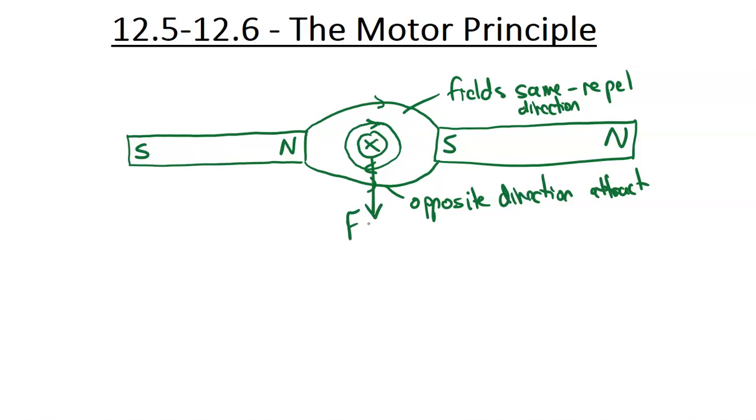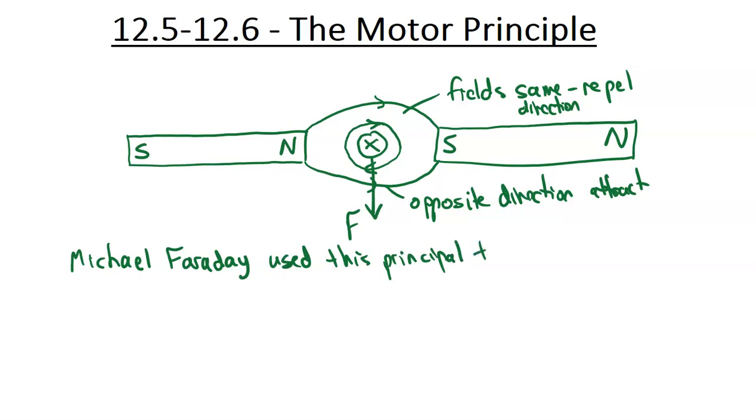So we've got this external magnetic field from the magnets, and we've got this induced magnetic field from the current carrying wire. And Michael Faraday was the one to take this and derive what we know as the motor principle. He actually made a motor using this. So Michael Faraday, that was the guy's name, used this principle to make a motor.